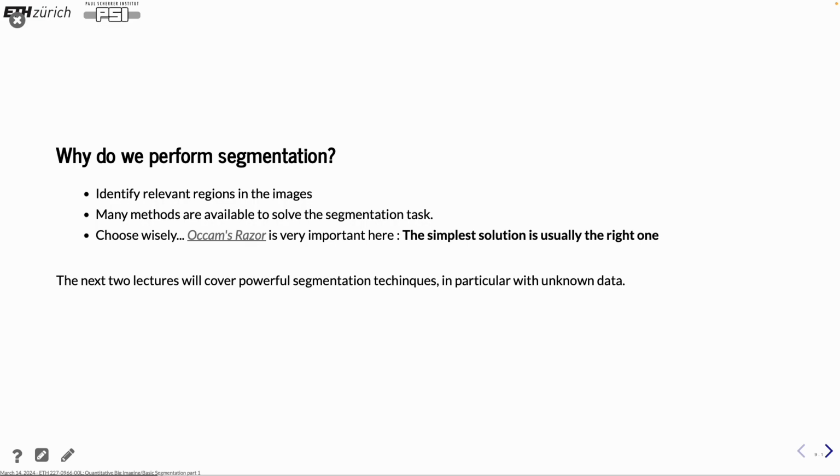And today I'm more talking about the concept of setting a threshold to achieve these bi-level images. And next week I'm going to talk more about algorithms and techniques, how we can automate this task. And it's often not so straightforward, because we may have unknown data. We don't know really what is our ground truth. And ground truth, again, is a very important thing to talk about.